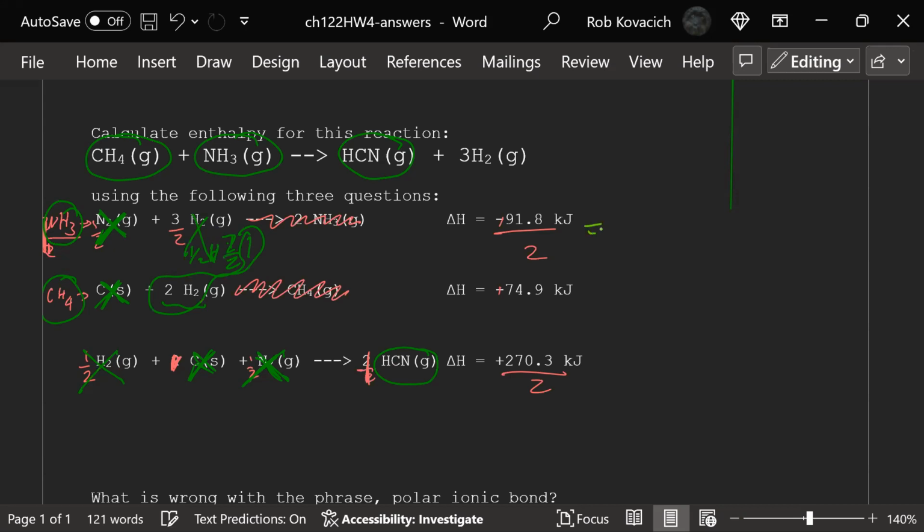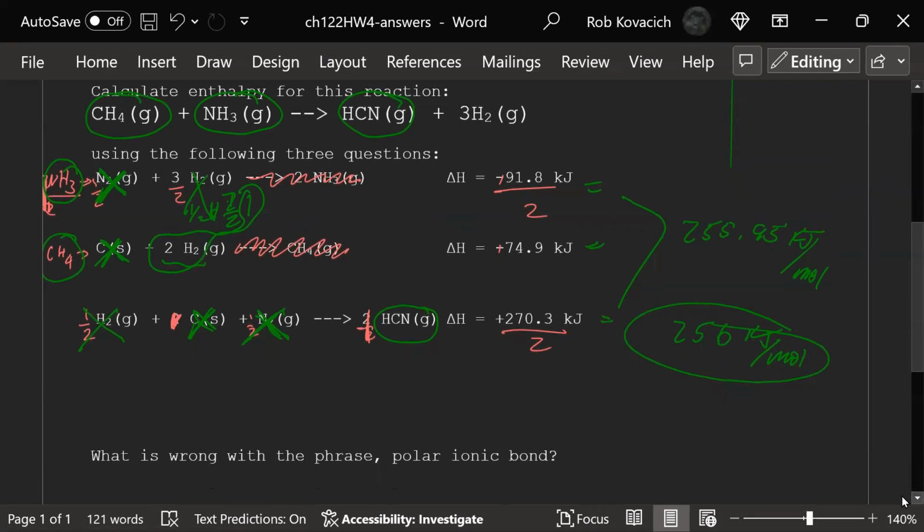Okay. So what do we got here? There is my calculator. So that's 91.8 divided by 2 plus 74.9 plus 270.3 divided by 2. So I get total, this equals 255.95 kilojoules per mole. And let's see, what do we got here? Three significant figures. So my answer is 256 kilojoules per mole.